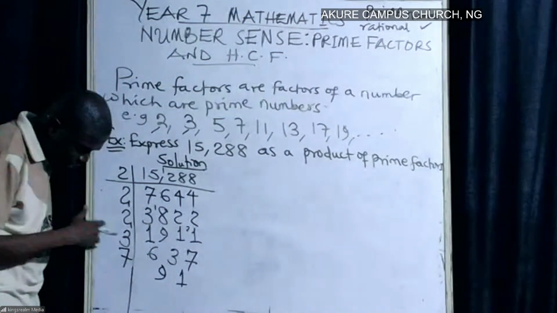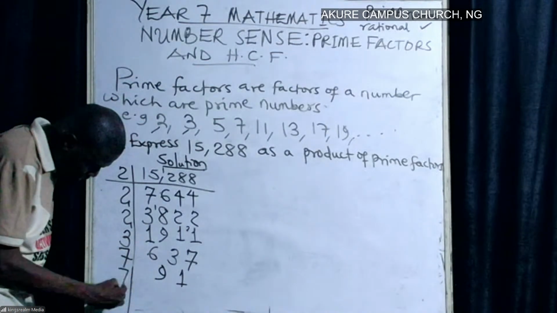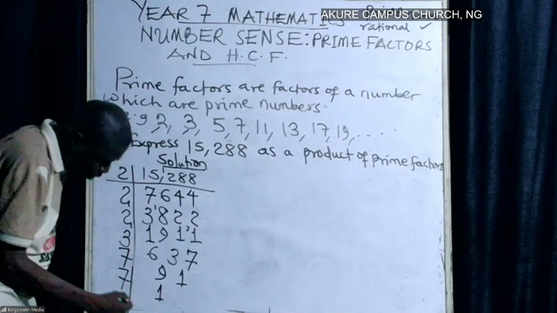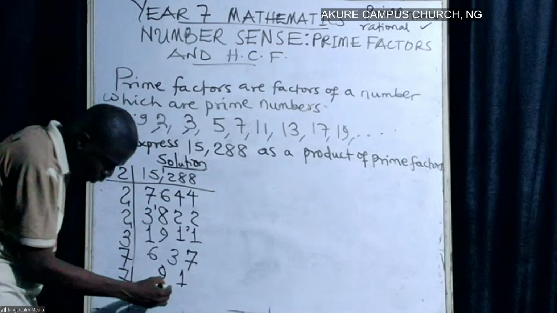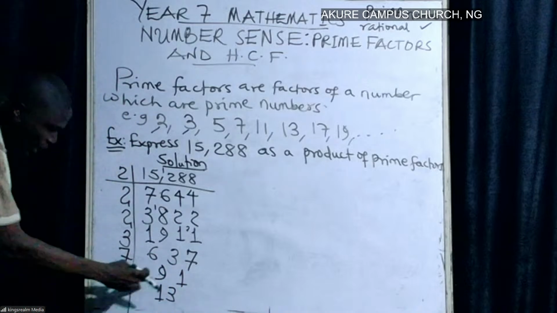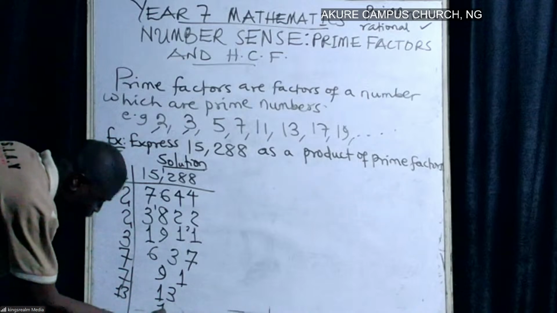You are sure 7 can go? 7 in 9? Yes, okay, 7 can still go. 7 in 9, that will give us 1, and then remainder 2. 7 in 21, that will give us 3. 13. So no number can go in 13 again except 13. So 13 in 13, that will give us 1.